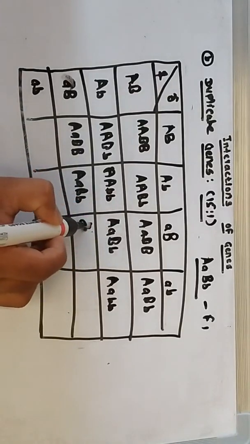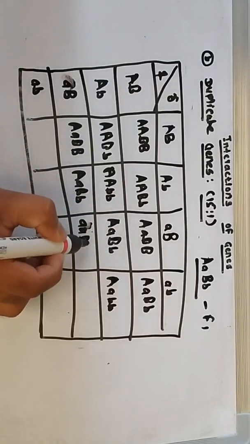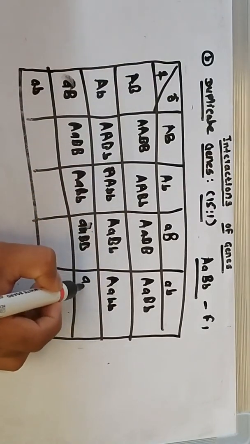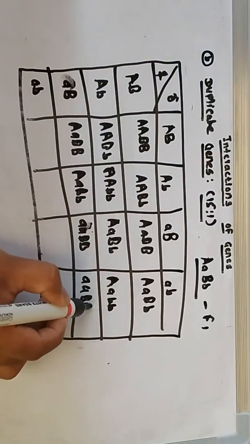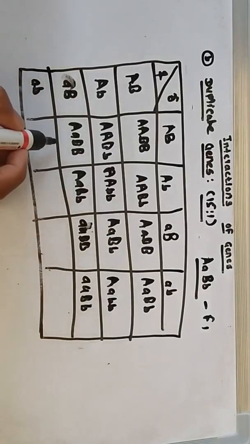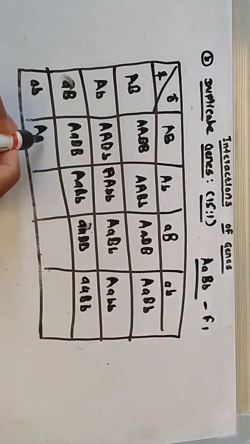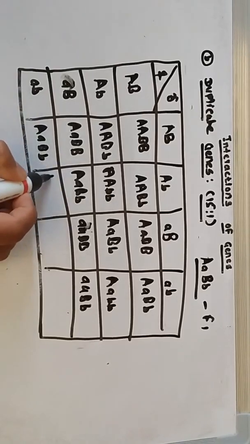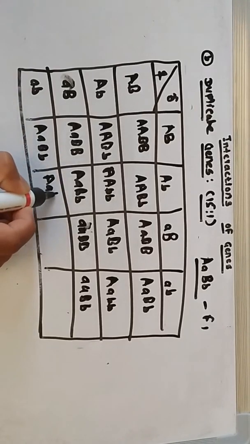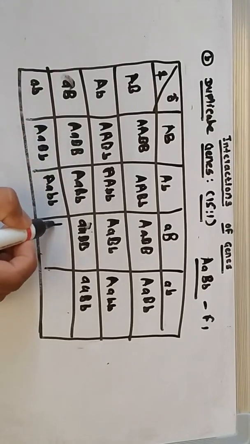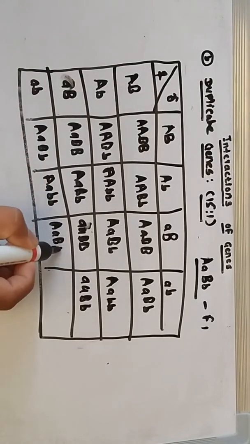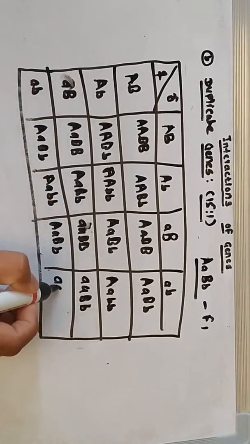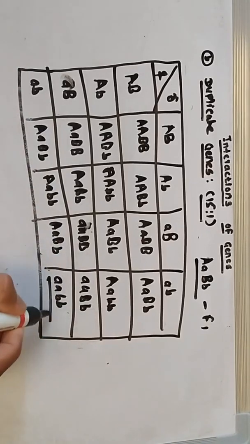Small a, small a, capital B, capital B. Small a, small a, capital B, small b. That's one. Capital A, small a, capital B, small b. Capital A, small a, small b, small b. Capital A, small a, capital B, small b, and this is small a, small a, small b, small b.